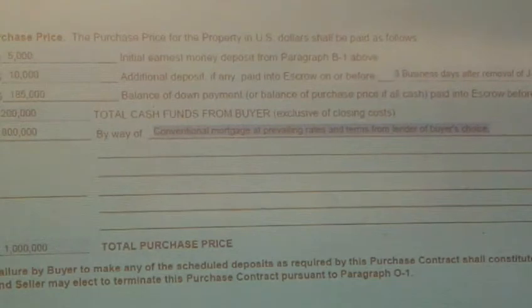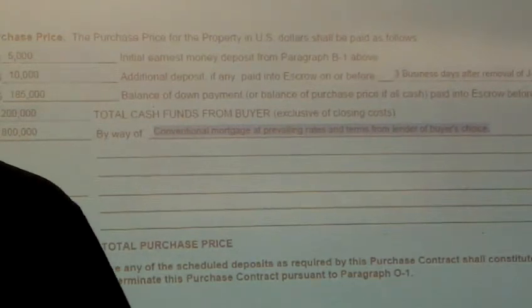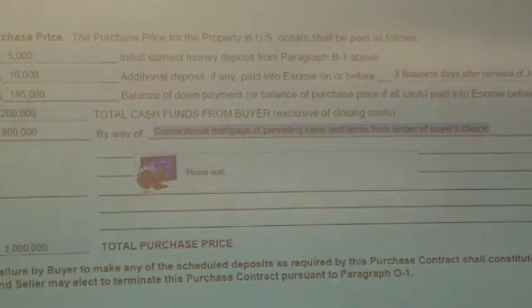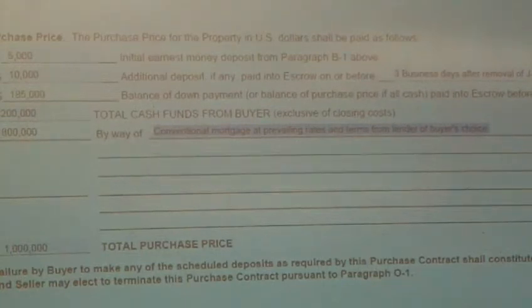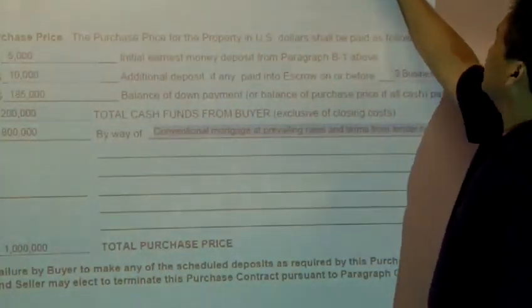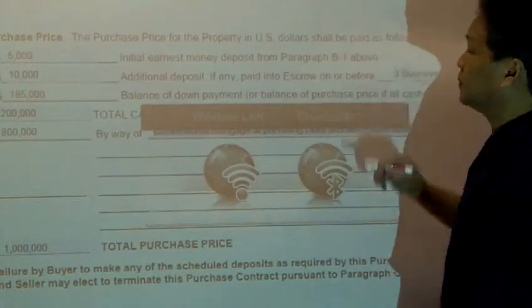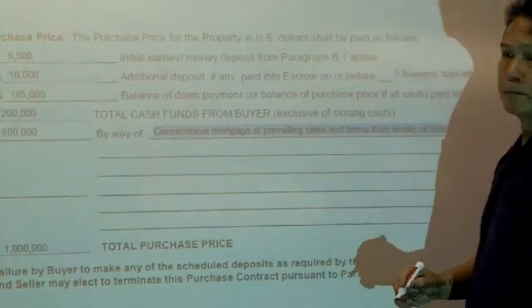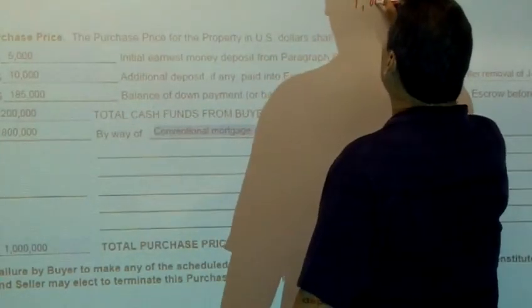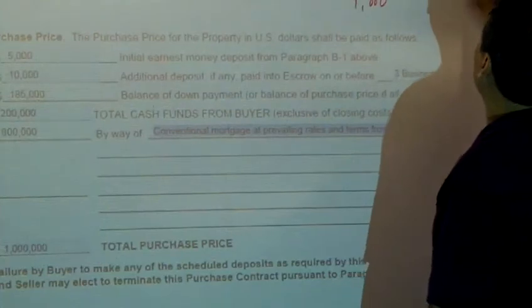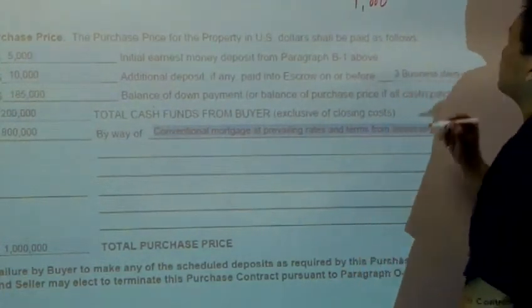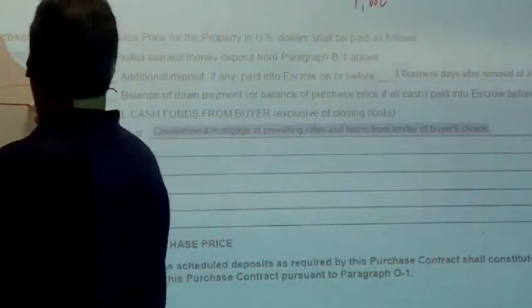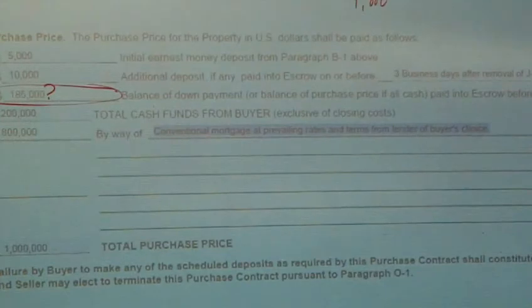Let's do a little exercise. If the purchase price is $100,000, and the earnest money is $1,000, and the additional deposit is another $1,000, and my down payment is 20%, how much is this? 18,000. How'd you calculate that? So the answer is 18,000.